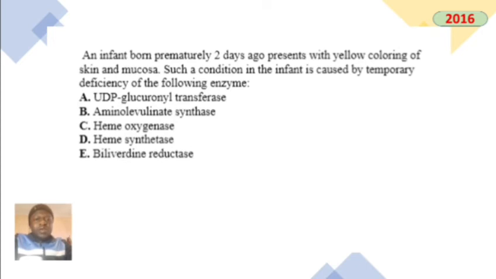An infant born prematurely 2 days ago presents with yellow coloring of skin and mucosa, right? So it's jaundice. Such a condition in an infant is caused by temporary deficiency of what? So neonatal jaundice, that's the case here. At this stage, there is no what? The enzyme responsible for conjugation of bilirubin is called UDP glucuronyl transferase, right? I told you about it in the previous question. So it's your answer, right? It's not active yet.